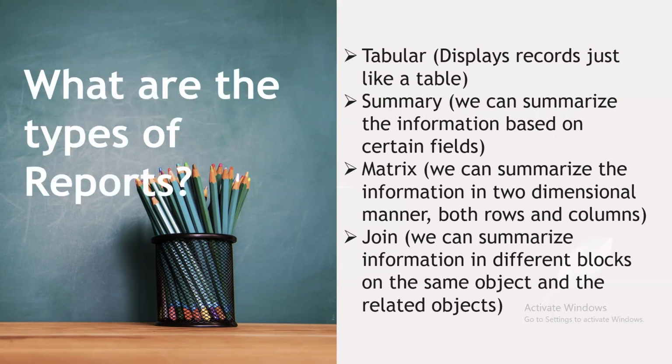So what are the types of reports? In reports we have four types: tabular report, summary report, matrix report, and joint reports, right? So what do we do in tabular reports? It displays the records just like a table format, like a summary table.